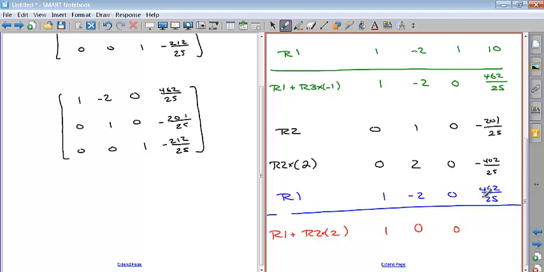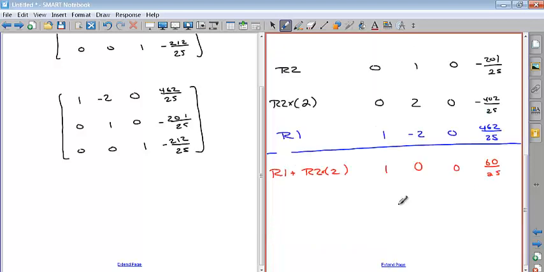462 plus minus 402 is 60, so we get positive 60 over 25, which can be simplified down to, if you divide by 5, what's 60 divided by 5? I should know right off the top of my head. 12. Okay, so we get 12 over 5. So this is the same thing. I've just simplified the last part.